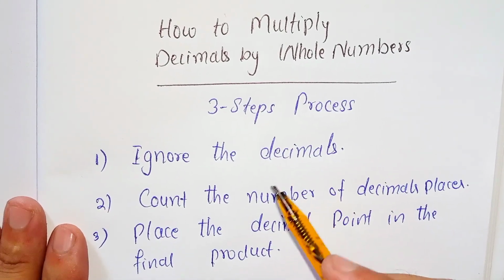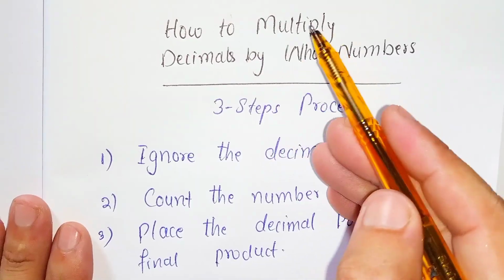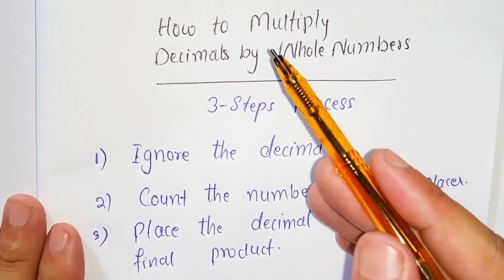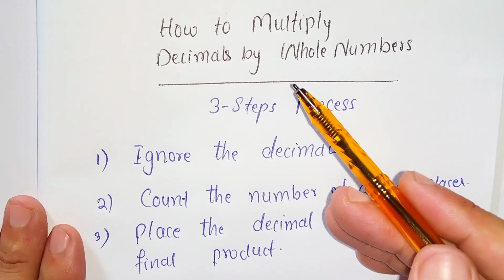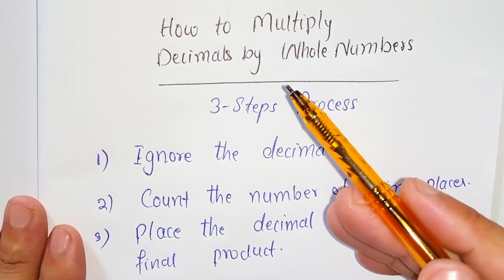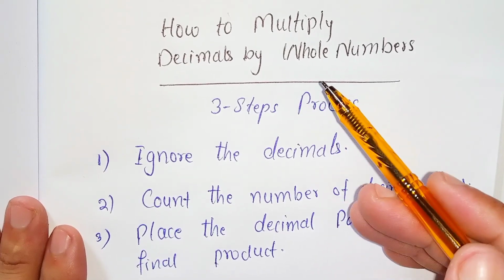In today's video, we are gonna focus on how to multiply decimals by whole numbers. The multiplication of decimals by whole numbers is just like regular multiplication but with one twist, which is the placing of the decimal point in the final answer.